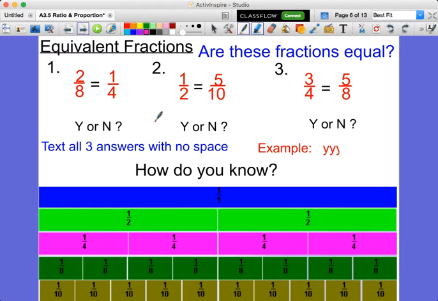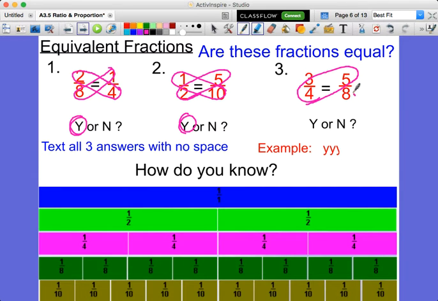Equivalent fractions, how to tell if they are equal? You can use the cross product. Is 2 times 4 the same as 1 times 8? Yep. Is 2 times 5 the same as 1 times 10? Yep. Is 4 times 5, 20, the same as 3 times 8, 24? No. So using the cross product is the easiest way to check if 2 fractions are equal. We can also reduce them down, but that actually takes a little longer. So I would use this method.